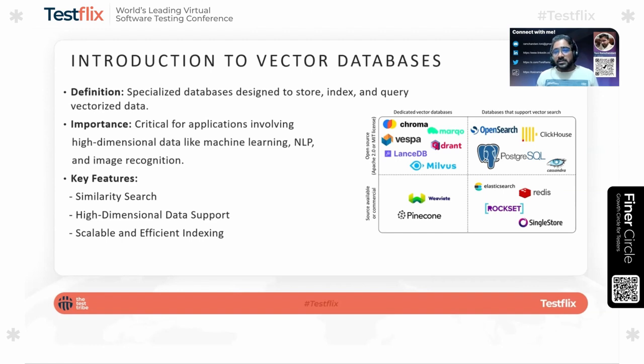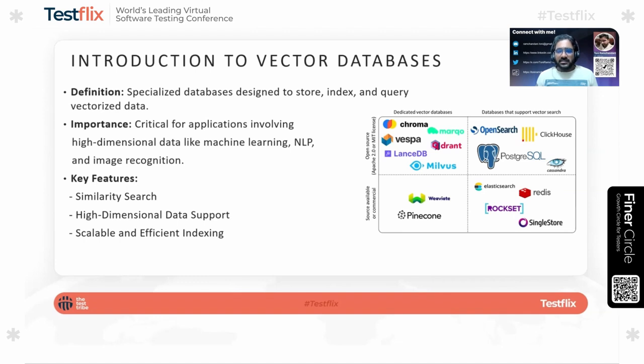Which databases are available in the market? Widely used open source ones are Milvus and Chroma. Chroma we are going to implement here. Then there are Vespa, Qdrant, Marqo, and a lot of others. You can go and research about them. Pinecone and Weaviate are closed source. And there is PostgreSQL, which you might be aware of. It supports vector search basically. Again, it's open source, but it just supports vector search. It's more of a traditional database.